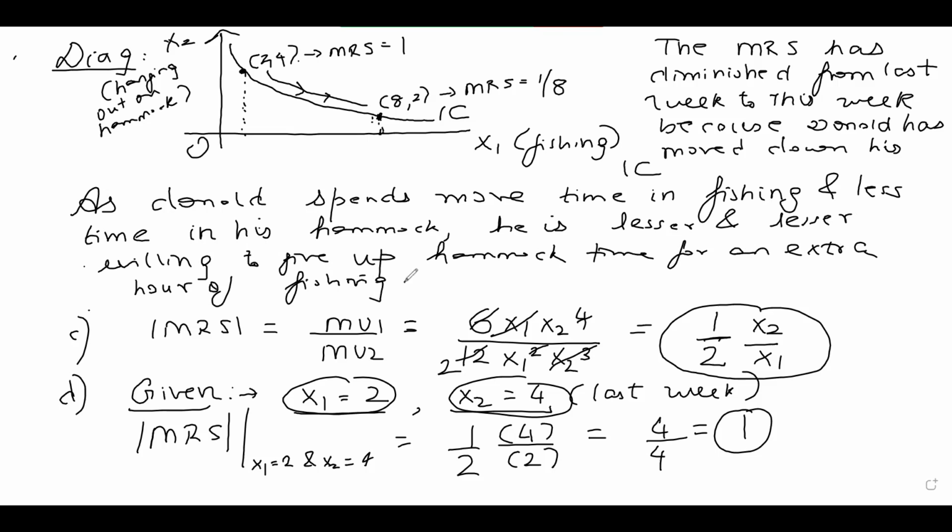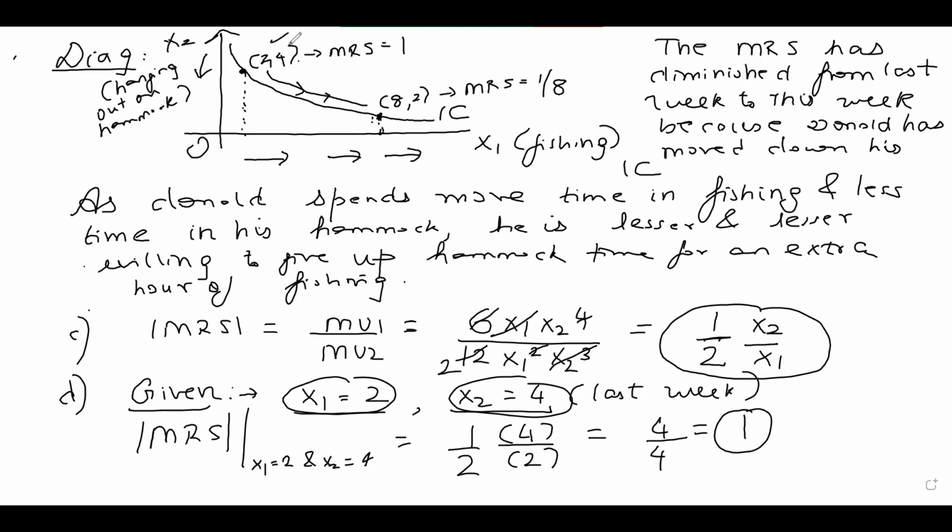Why does MRS diminish, guys? MRS is diminishing because for every unit of good X1, the consumer is lesser and lesser willing to sacrifice good X2. Because when you start losing X2, it starts becoming more important to you. As a result, you are lesser and lesser willing to give up X2 to buy one more unit of X1. Same thing is happening with Donald also.